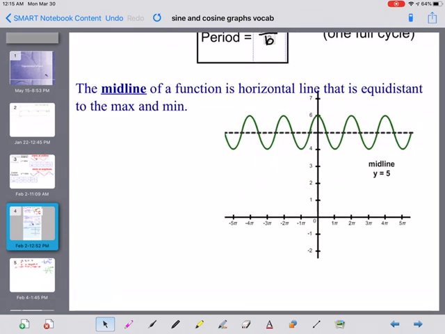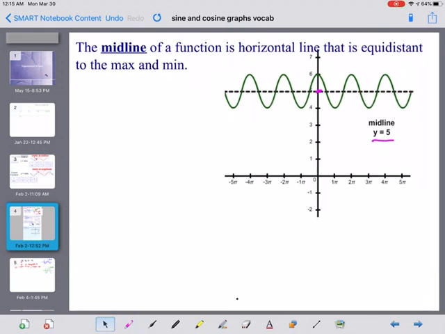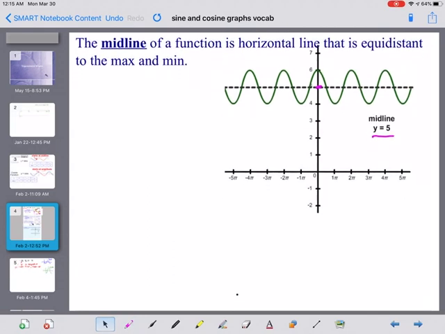The midline of a function is the horizontal line that's equidistant to the max and min, meaning it's a line that goes through the middle of the graph. Here the midline is at y equals 5, okay, because you'll see here it crosses at 5 on the y-axis. And that's it for that.